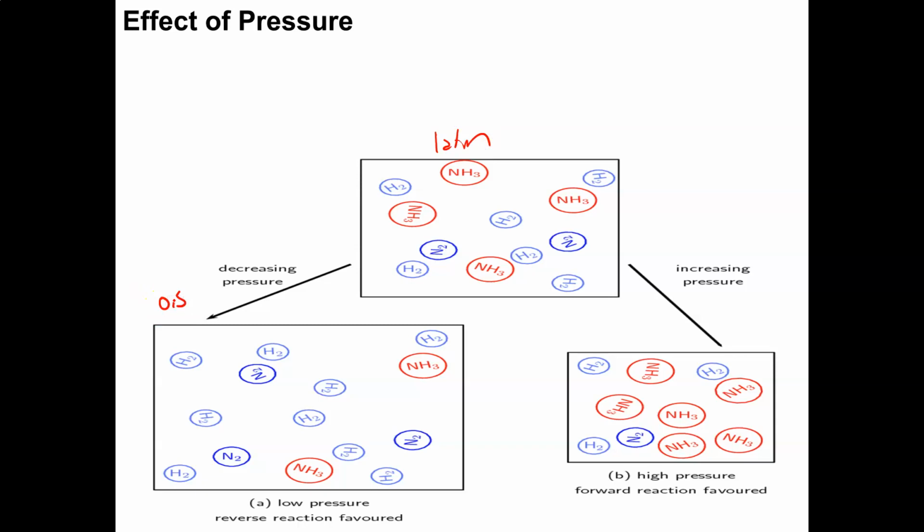I'll make it go down to 0.5 atmosphere. So how's it going to counteract that? How's it going to deal with that stress? Well, it's going to try to get its pressure back up. So how's it going to do that? It's going to shift to the side that has more moles of gas.